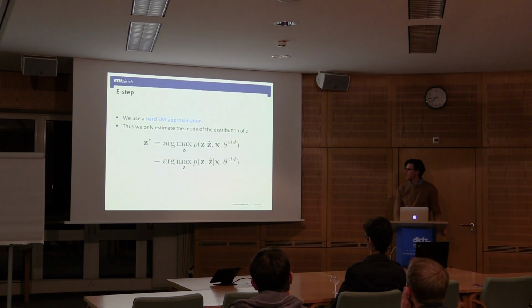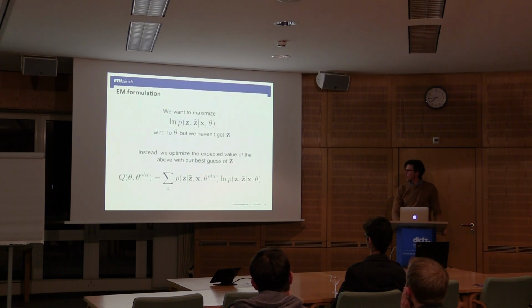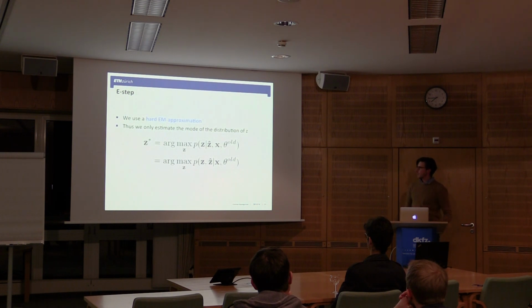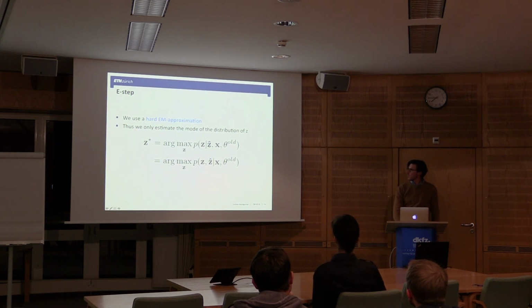So to make life a bit easier for us, we used what is called a hard EM approximation, where we say, actually, we don't want to model this whole distribution here. We're just going to assume it's very peaked, and we're just going to model it as a single delta function, basically. And to find the location of this delta function, in the E step we need to find the Z that maximizes this probability distribution. And we can rewrite it as the joint probability distribution because p of Z hat doesn't depend on Z.